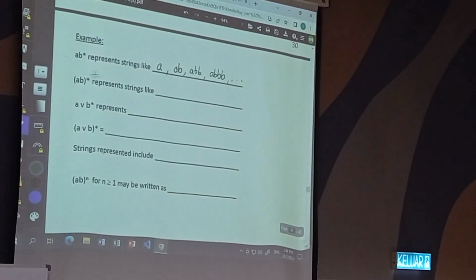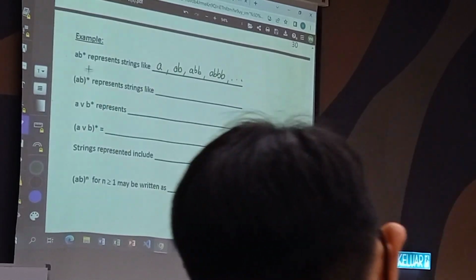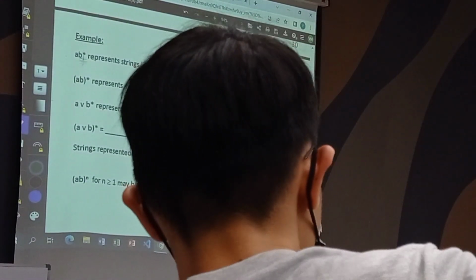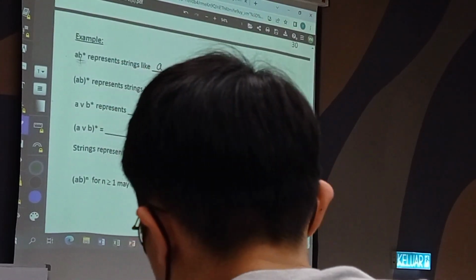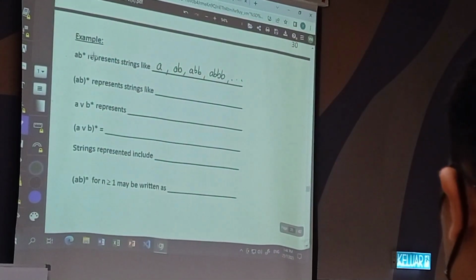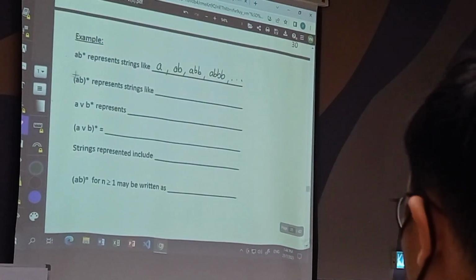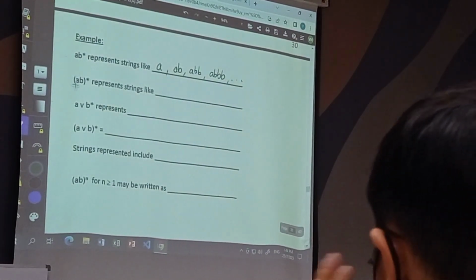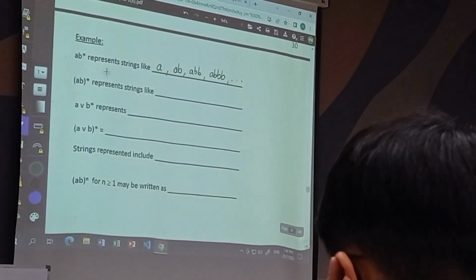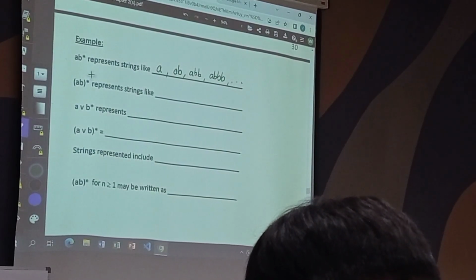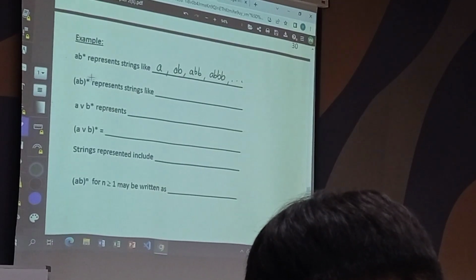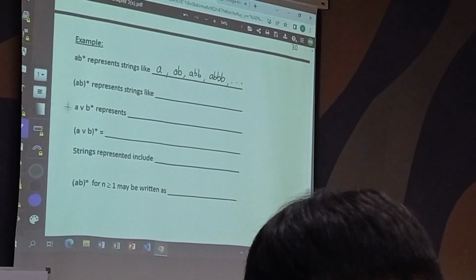Second one, you see the AB bracket asterisk. See the difference between the first and the second. First one, there is no bracket for AB. The asterisk is only referred to B. But the second one, you have a bracket, then you asterisk, meaning that this asterisk is referring to A and B. Okay? So if the asterisk is 0 now, what happened to the string?